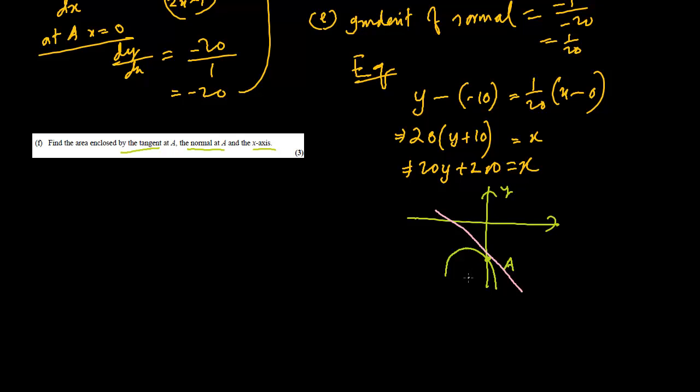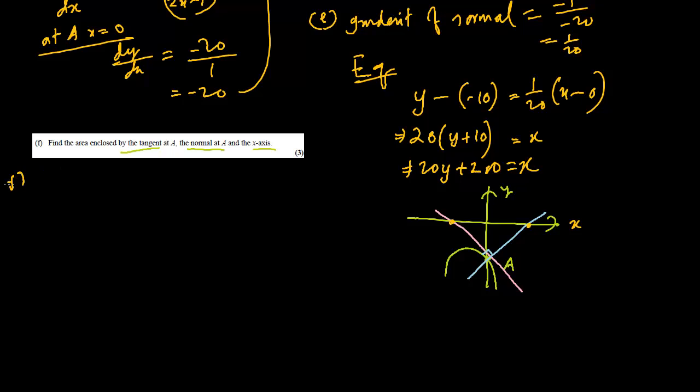So normal is perpendicular to the curve. So we have a normal over here. So this is 90 degree. So we have a tangent, we have a normal, and we have the x-axis. So this is the triangle whose area we have to find. So before we can find the area, we can find out where the tangent cuts the x-axis and where the normal cuts the x-axis. We can find this out first.